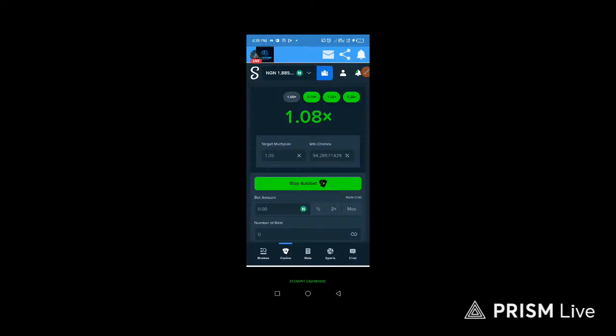It's not as if you can't leave it to keep running. You can leave it to keep running, but you might not be able to monitor it manually to know when to come out of the market. So that's it.